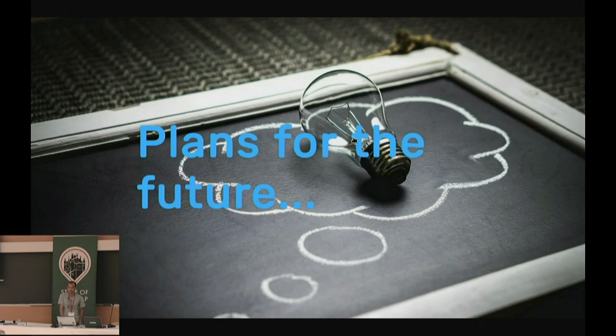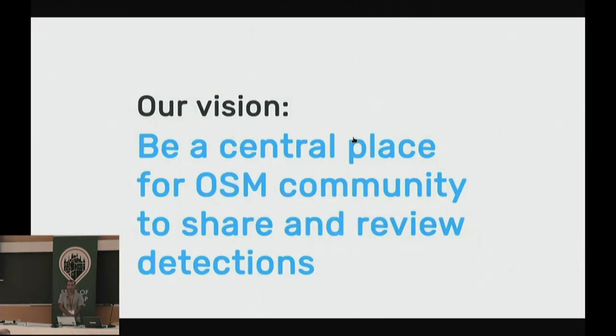Some plans that we have for the future. Our vision is that OSMCha can be a central place for the OSM community to share and review detections. The OpenStreetMap website does not have a tool, a function for the mappers to evaluate a changeset. So we provide that. We want more people validating the map. So OSMCha can be that place. The comments tool that you have in OSMCha gives us the possibility to share our reviews to the website through a comment. But as the website does not have that function to review the changesets, OSMCha is that tool.